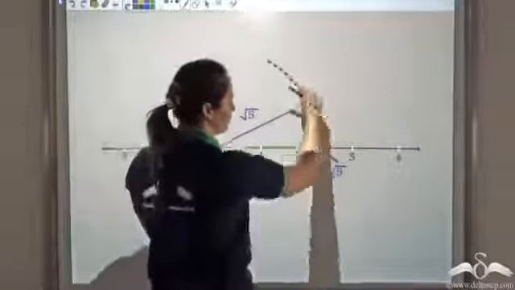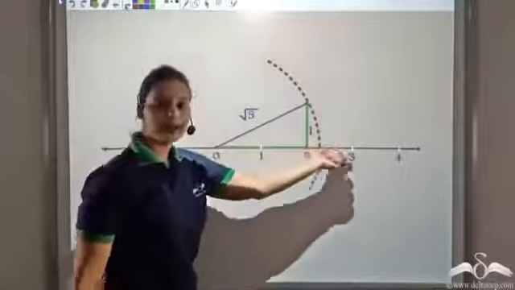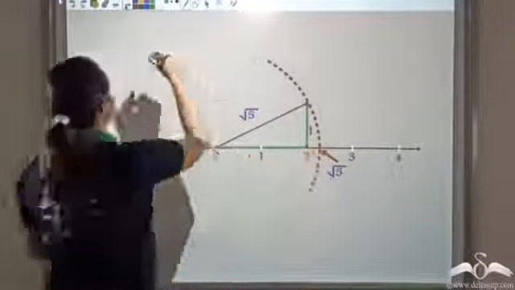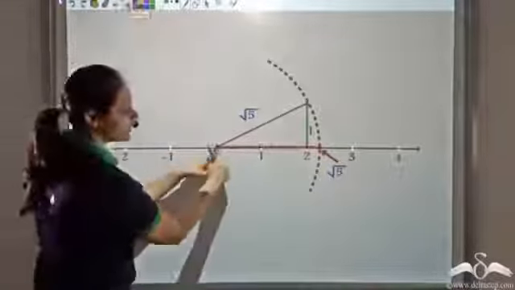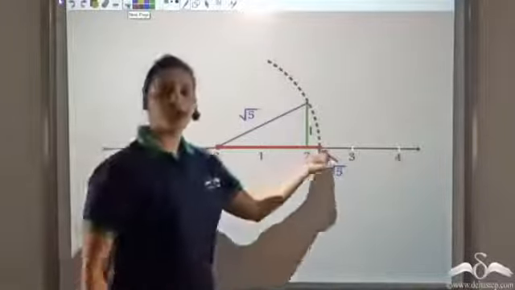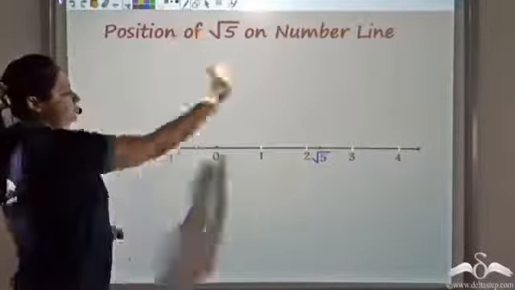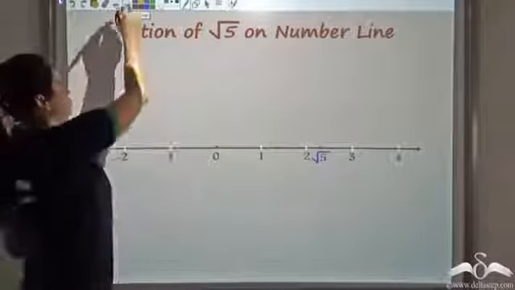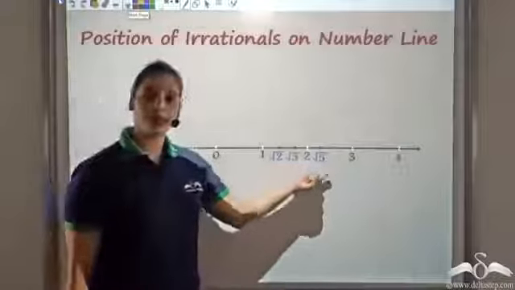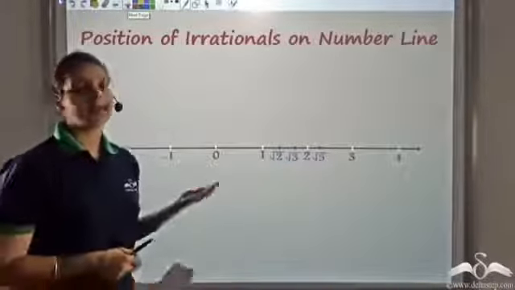Now I know where the point where this arc meets the number line gives me the point root 5. That is the radius. The length from 0 to this point is root 5, which gives me the position of under root 5 on the number line. So we've seen how to plot under root 2, under root 3 and under root 5 on a number line. You can plot other irrationals too following the same method.